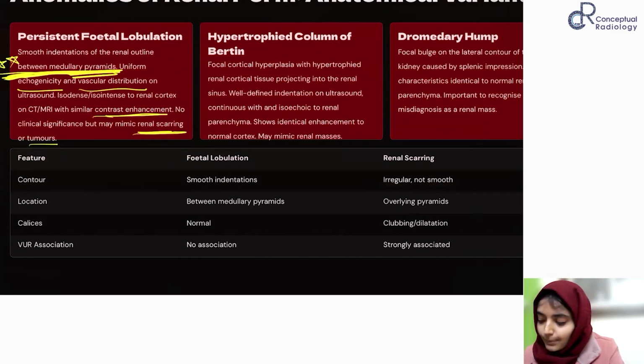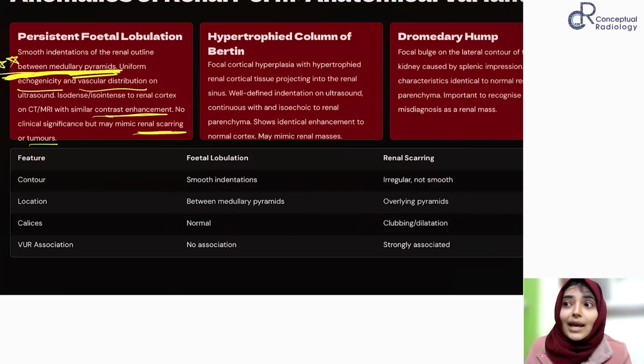Location, you have to remember that this is between the medullary pyramids, and this is overlying the medullary pyramids, overlying the calyces. Here, calyces are normal. Here, there can be calyceal clubbing, and dilated calyces can be there, because a lot of time the renal scarring is the end stage healing progress. We know healing by fibrosis. So this is healing by fibrosis.